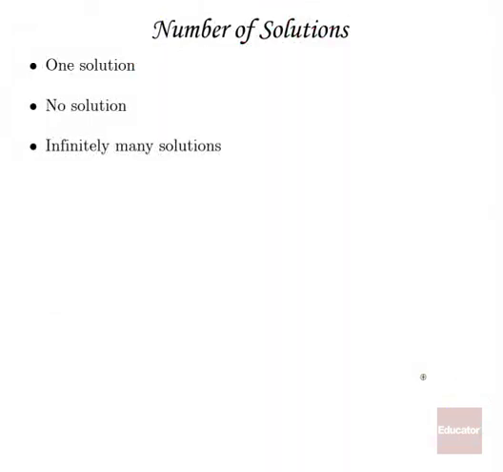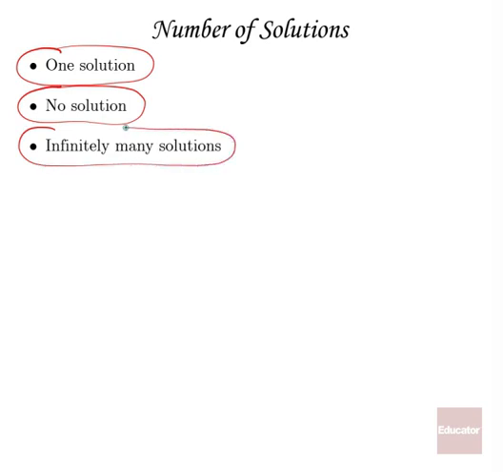all of these examples that we've done, it's always been the same thing. We see that we either have one solution, a unique solution, we have no solution, or we have infinitely many solutions. Those are the only three possibilities for a linear system. One solution, no solution, or infinitely many solutions.